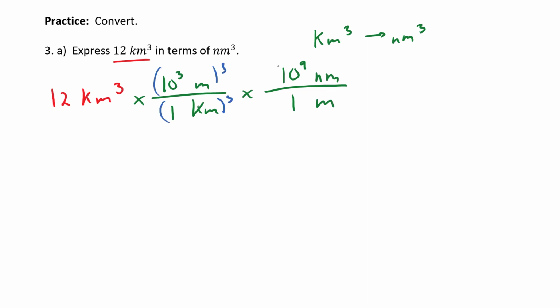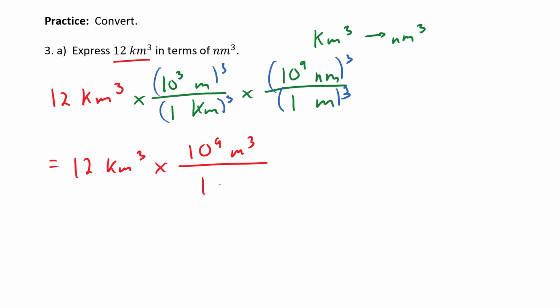Now, because this is cubed, I have to cube all of these values here. This will give me 12 kilometers cubed multiplied by 3 times 3 is 9, meters cubed over 1 cubed, which is just 1, kilometer cubed over here, 10 to the exponent 9, raise the exponent 3, 9 times 3 is 27 nanometers cubed over 1 meter cubed. Ask yourself, does that make sense? 1 meter cubed is a pretty big value. Nanometers cubed is a very small value.